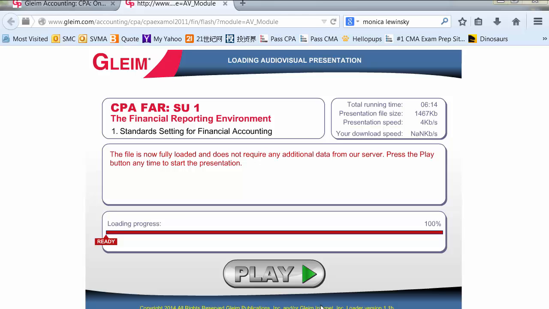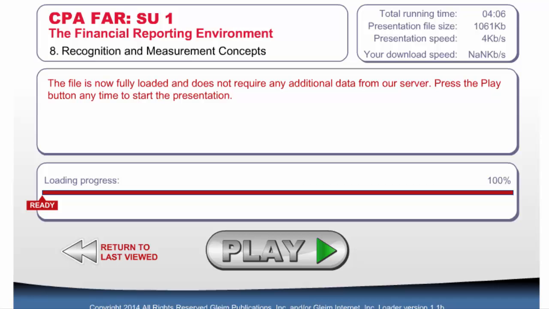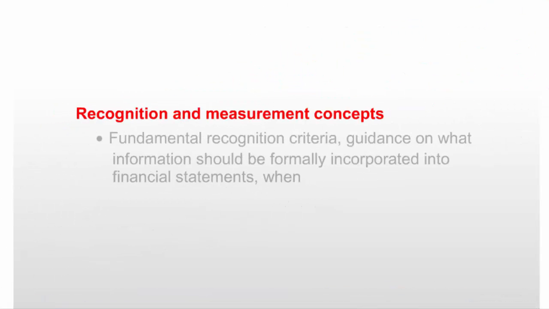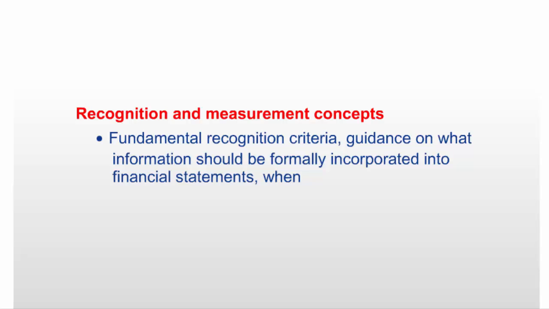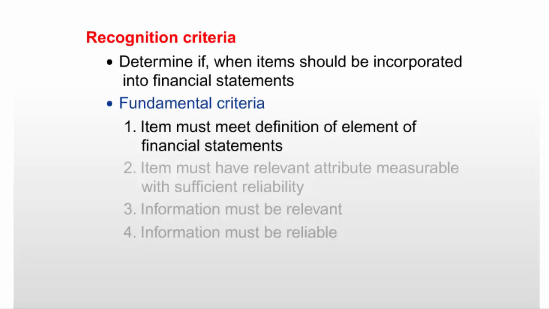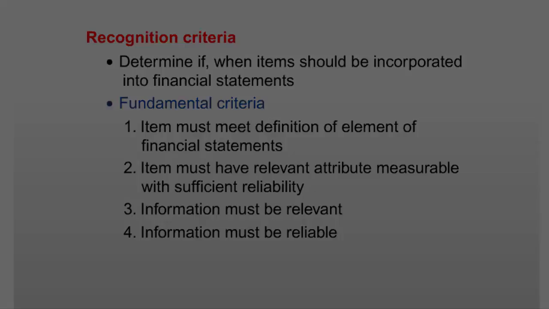If you get the traditional Gleim Review course that does not come with the instructor video, you can watch and learn from the audiovisual video, which I'm going to show you. The 8th subunit is recognition and measurement concepts. These concepts state fundamental recognition criteria and guidance on what information should be formally incorporated into financial statements and when. Recognition criteria are applied to determine whether and when items should be incorporated into the financial statements, either initially or as changes in existing items. The fundamental criteria are: 1. The item must meet the definition of an element of financial statements. 2. The item must have a relevant attribute measurable with sufficient reliability. 3. The information must be relevant, and 4. The information must be reliable.